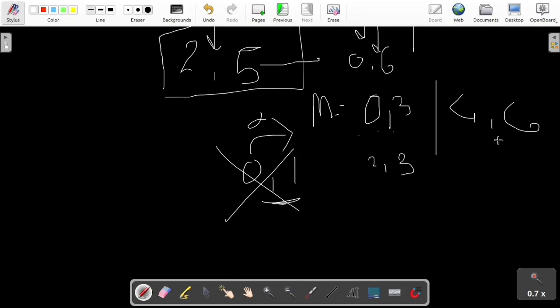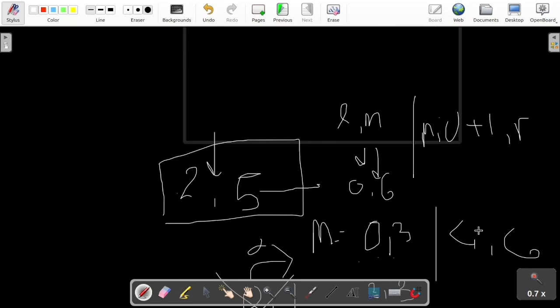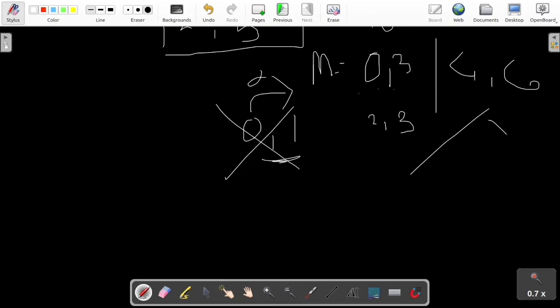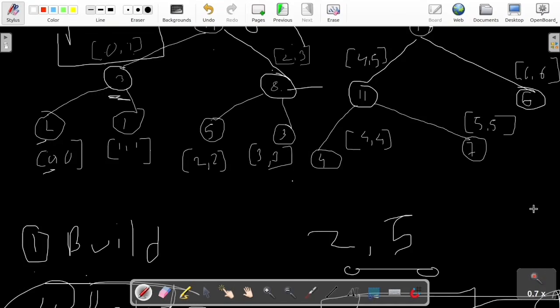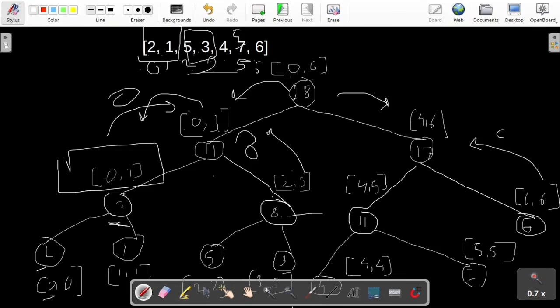4, comma 6. Now tell me how it is overlapping with 2, comma 5. Of course, there is a partial overlap. There is not a complete overlap. You will divide it from the middle. Once you divide it from the middle, you have two ranges: 4, comma 5 and 6, comma 6. Now tell me one thing. This 6, comma 6 and 2, comma 5 has zero overlap. So we will return a 0 from this side.